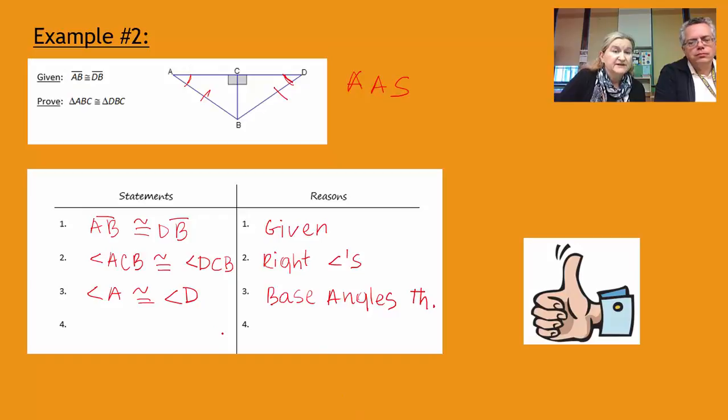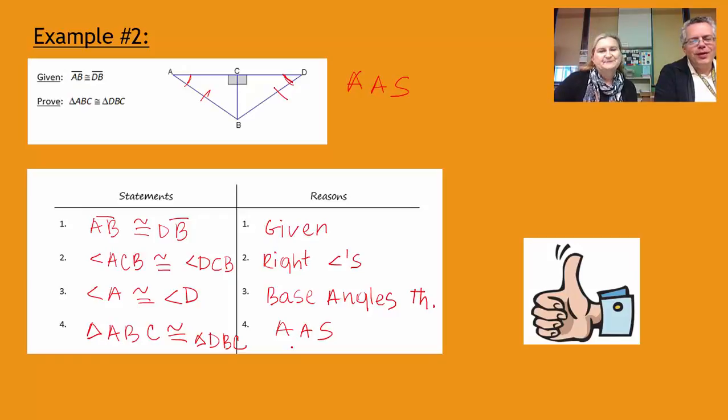So I have my three things, angle, angle, and side, so I can conclude triangle ABC is congruent to triangle DBC, and the reason is angle, angle, side. We're done. How about that? You start with your given, logically, step by step, show why we can conclude what we're supposed to prove.